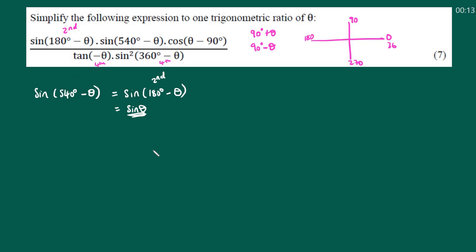Good. The other one that I couldn't identify which quadrant it was in was this one, cos of theta minus 90 degrees. I couldn't identify it because I need to have the angle first. So what I do first is rearrange it so that I start with the angle. So I'm going to have cos of negative 90 degrees, and then I say plus theta.